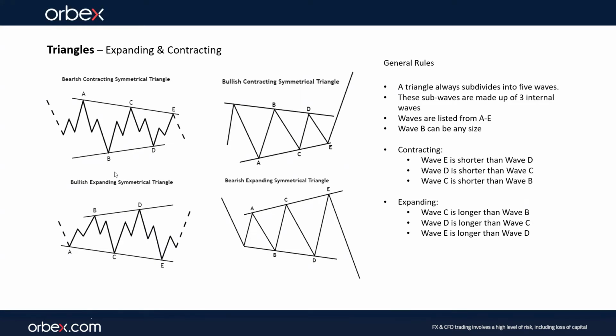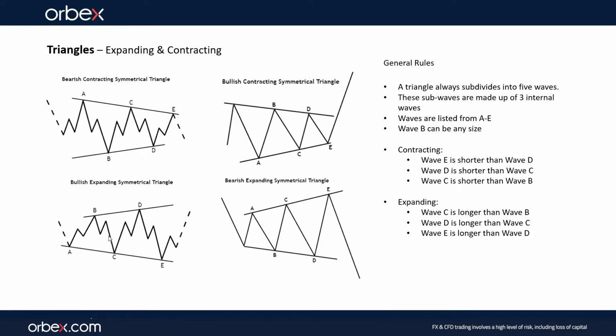So with contracting, a contraction means that at the end it's getting smaller, and expanding, as you can see, is the opposite. At the end it's getting larger. So wave E is shorter than wave D. Wave D is shorter than wave C, and wave C is shorter than wave B. So this is just a basic general rule, because if it's contracting, it's getting smaller at the end. So naturally, each wave as it progresses will be smaller than the previous wave.